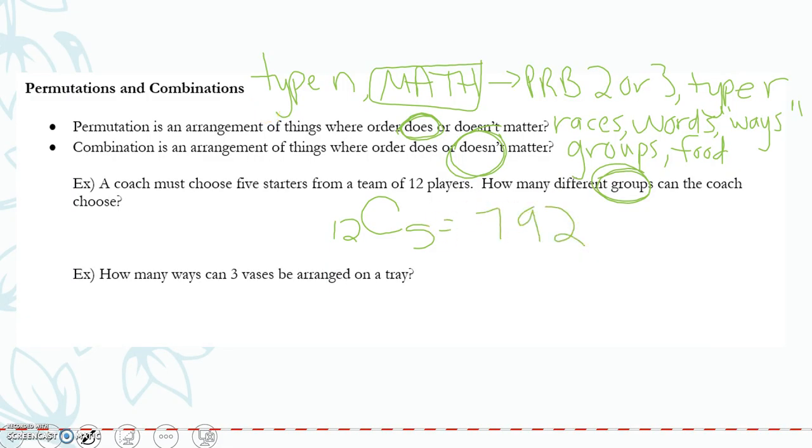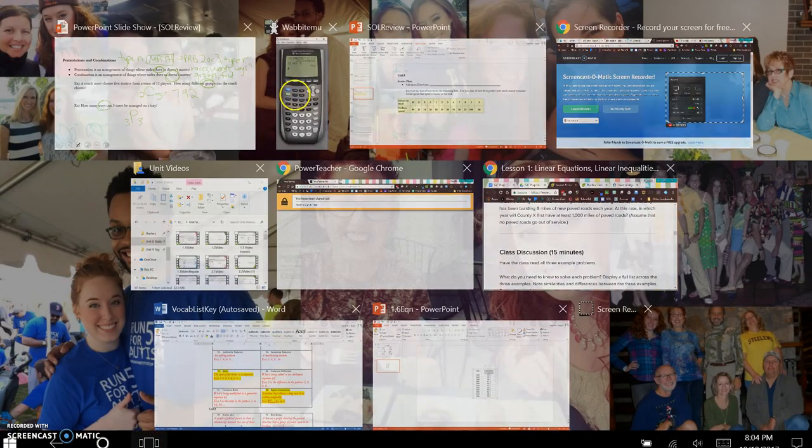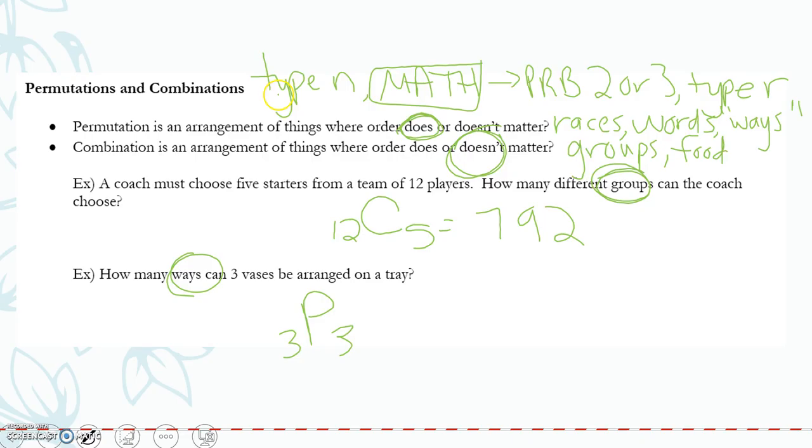The second one: how many ways, so ways is a P, can 3 vases be arranged? So we have 3 vases to choose from, and we're arranging 3 of them. So it'd be 3 and 3. So 3, math, and PRB this time, 2, and I get 6. That's my answer for this one.